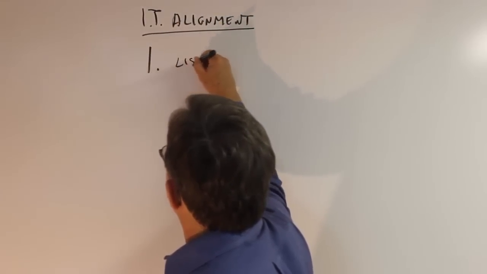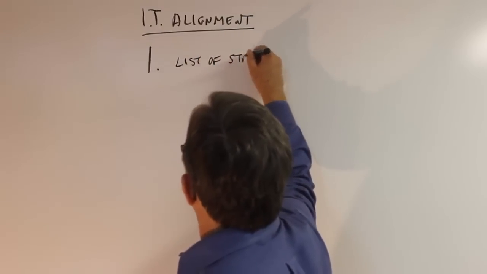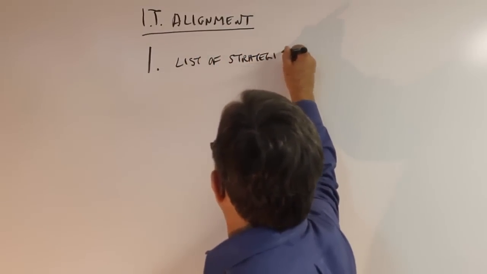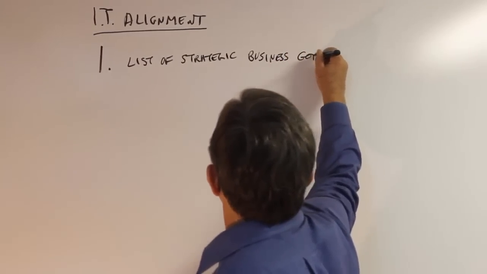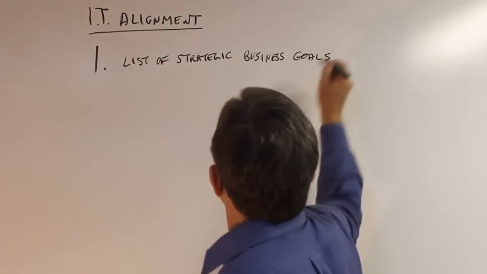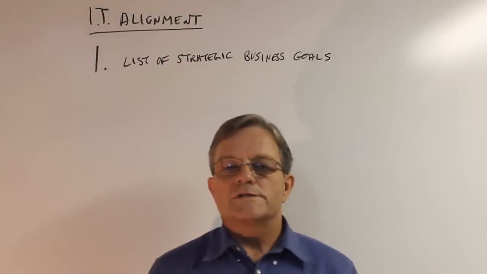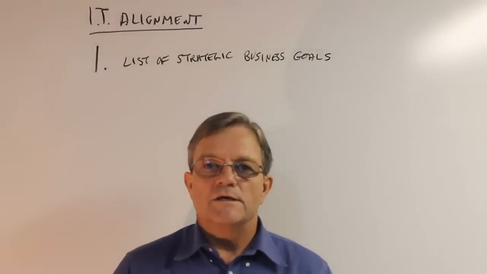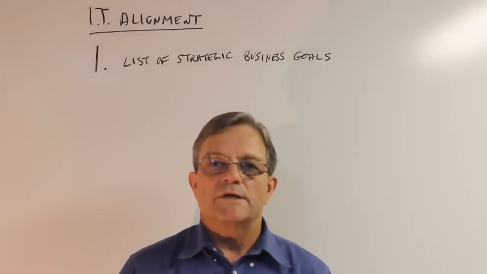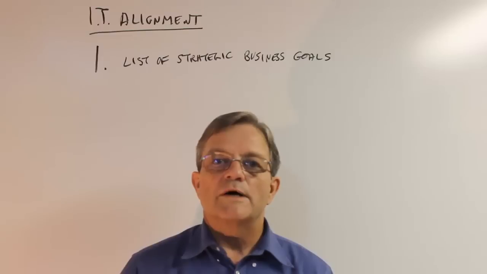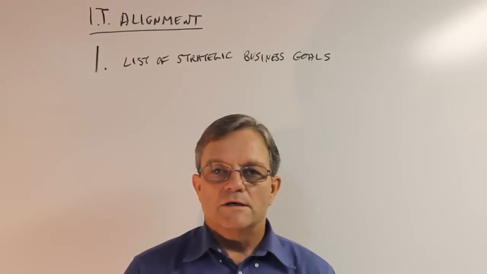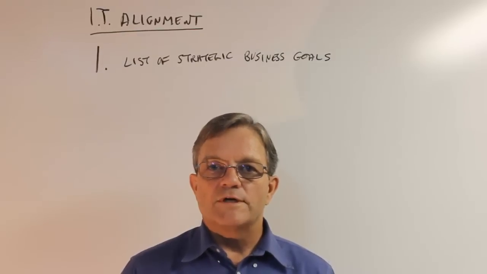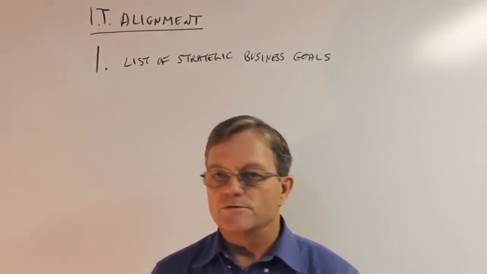is to get a list of the strategic business goals. This list has to be owned by the CEO, and not just in passing, but it has to be emphatically owned by the CEO. It has to be his list, it has to be his priorities, and it has to be advertised to the other CXOs that that's true.